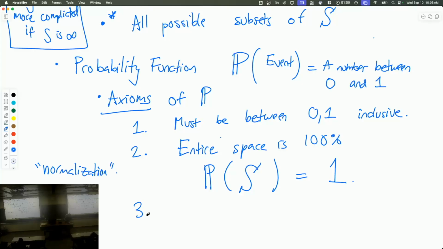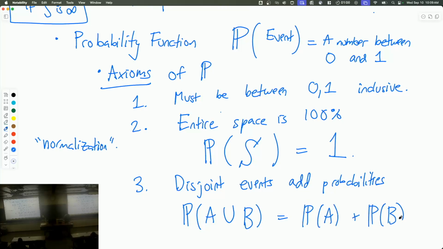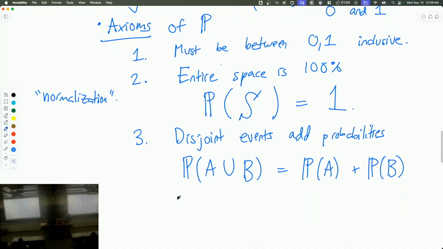The last one is maybe the interesting one: disjoint events add probabilities. If you do the probability of A union B, that will be the probability of A plus the probability of B, but this is only true if A and B are disjoint.